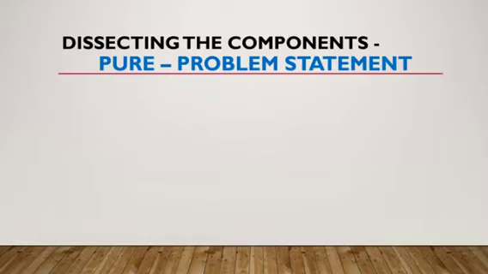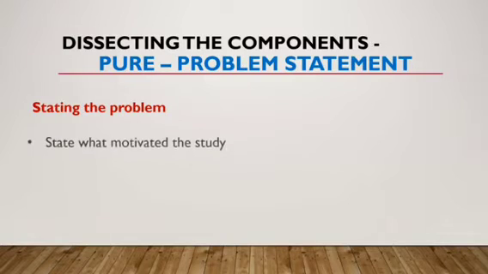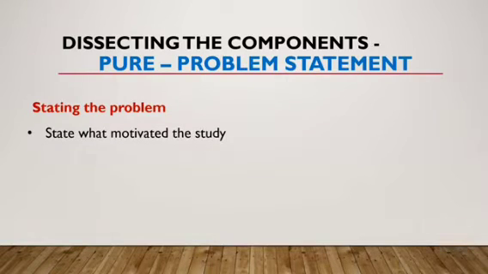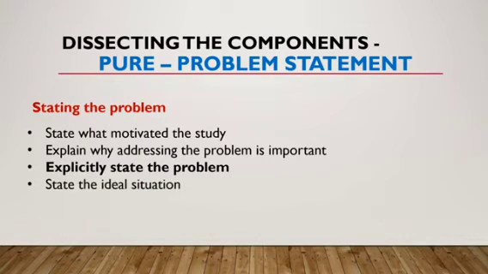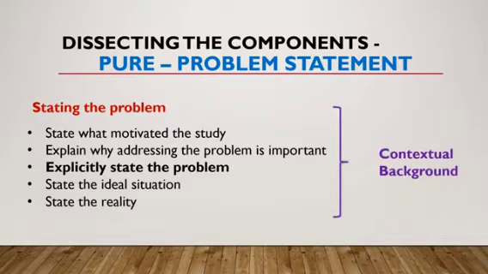Let us examine the first feature of the problem statement, that is, stating the problem. When stating the problem, please ensure that you include the following. State what motivated the study. State why addressing the problem is important. You need to also explicitly state the problem. Stating the ideal situation and the reality is also recommended. These often differ from each other. Together, all these features come together to form the contextual background.